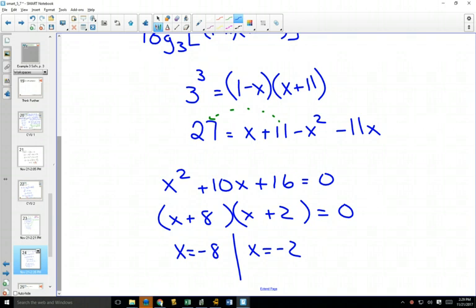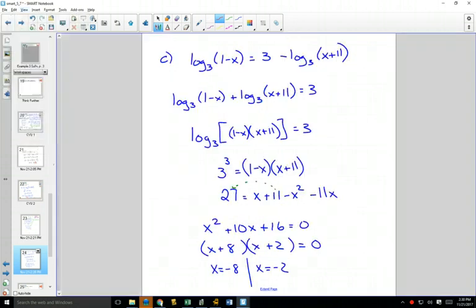So what's your gut reaction to these? Will these be extraneous? Okay, and that's another reason I chose this question. Just because your answers are negative does not mean your answers will be extraneous. Negative answers could be fine. In fact, in this case, if I look back to my original equation, what happens when I plug in negative 8? Here I get positive 9. That's okay. Negative 8 plus 11 is positive 3. That's okay. Negative 8 is fine. I don't want to use red. Green. Yes.